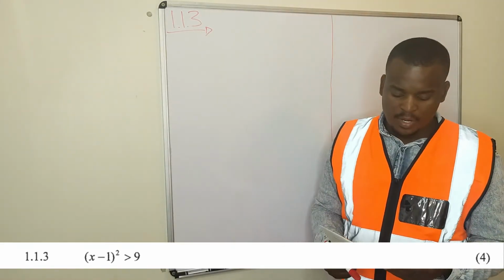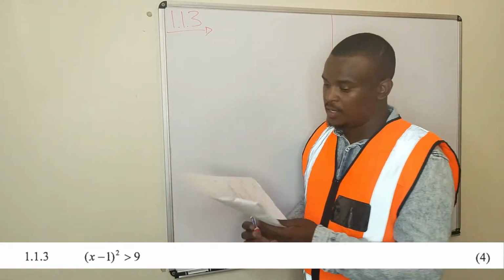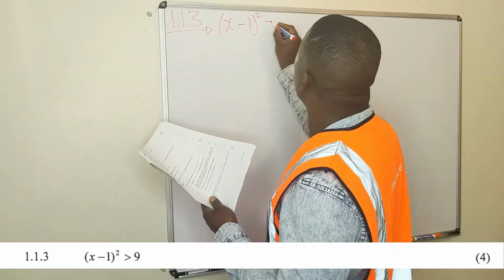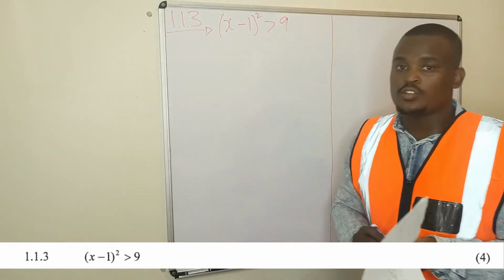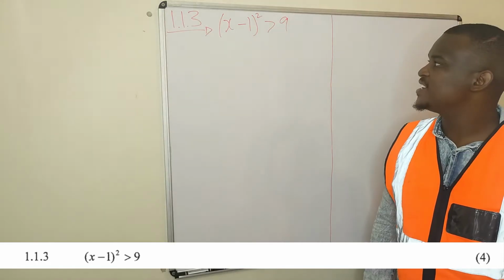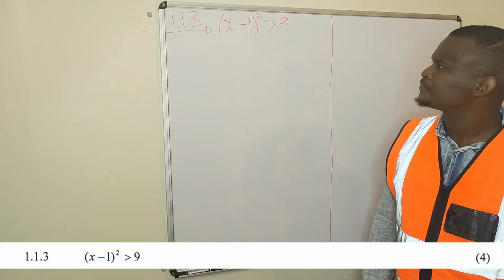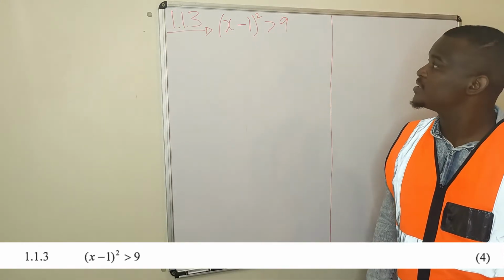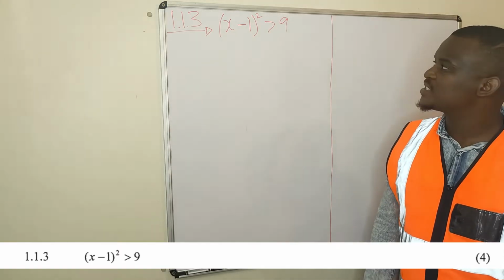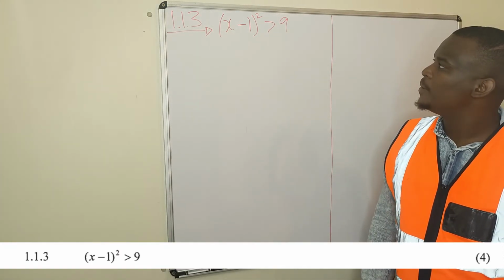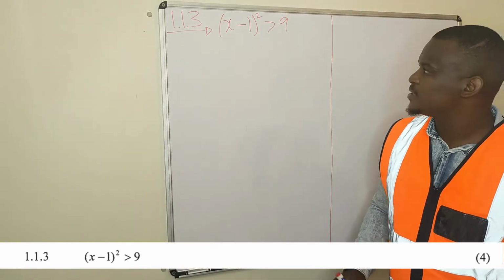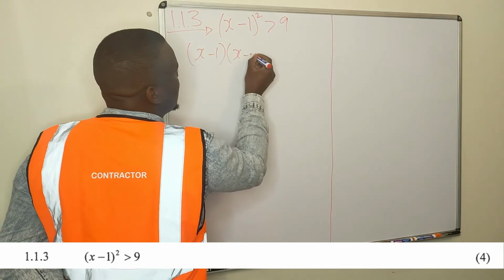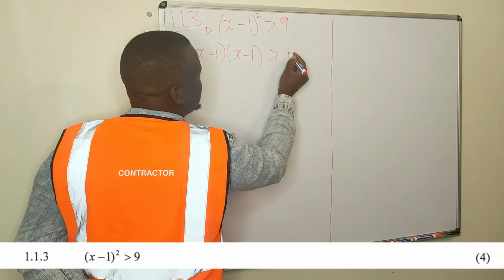Okay. So we continue. 1.1.3 is x minus 1 all squared greater than 9. So they want us to solve for x here as well. These are what they call quadratic inequalities. So what do you do when you have this situation? You first expand this. So what do you have? We have x minus 1, x minus 1 greater than 9.